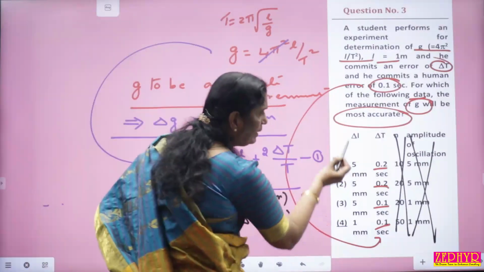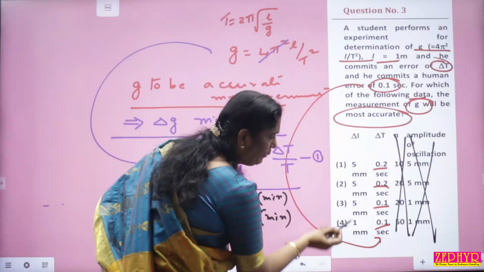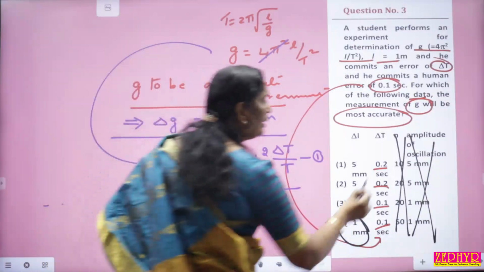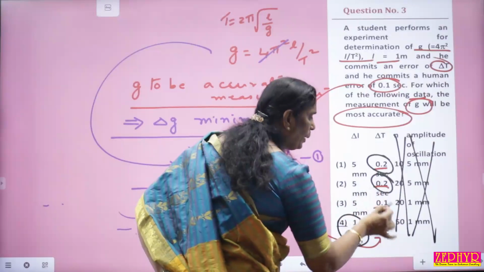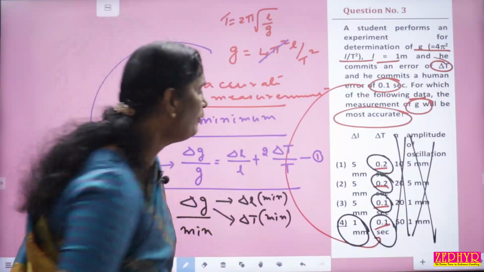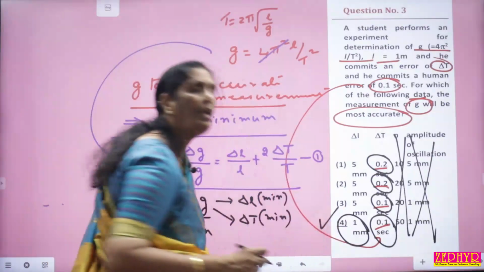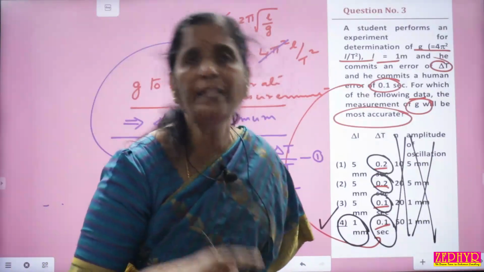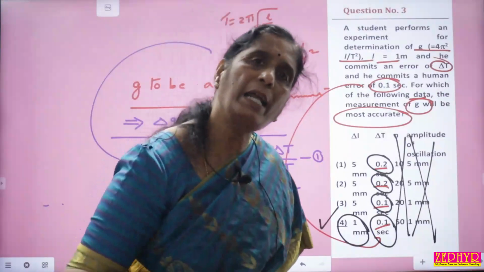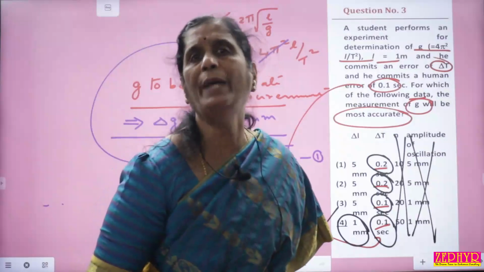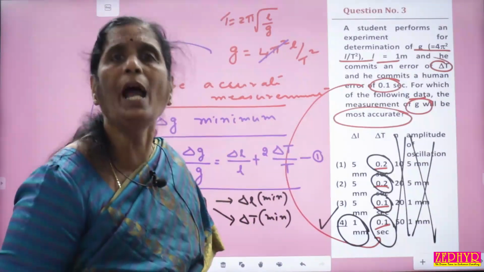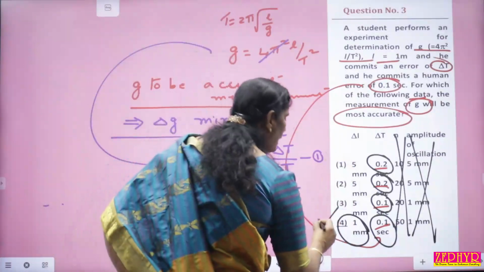See delta L: 1, take the minimum. Then delta T: 0.2, 0.2, 0.1, 0.1. Take the minimum, 0.1. In which choice are both coinciding? In the fourth choice, delta L is minimum and delta T is minimum, both are minimum. Therefore, delta G is also minimum. So that will be the best reading, where the error should be minimum and G should be accurate. So the answer will be 4.